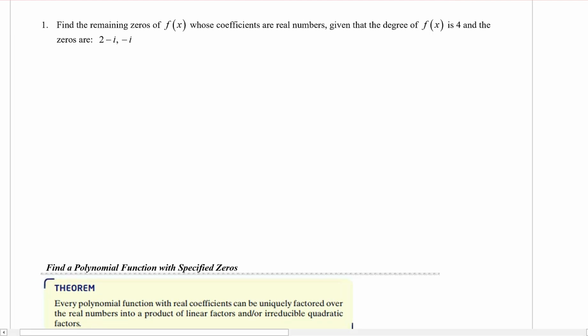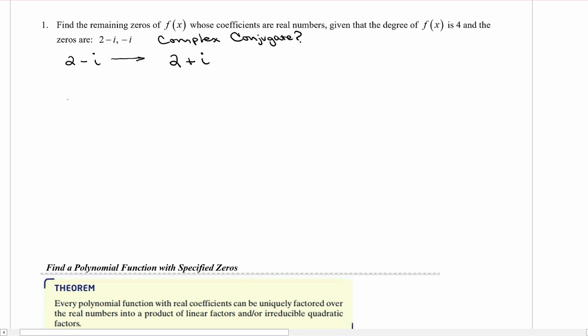All right. Number 1, we're ready to start off our first problem. Find the remaining zeros of f of x whose coefficients are real numbers, given that the degree of f of x is 4 and the zeros are 2 minus i and negative i. Let's start off with 2 minus i. If you already know that you have a 4th degree polynomial and 2 minus i is a zero, we just talked about that complex conjugate theorem. We're going to need to have the complex conjugate of 2 minus i, so that's going to be 2 plus i.